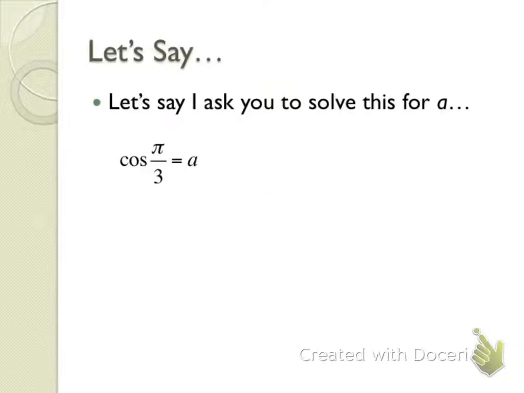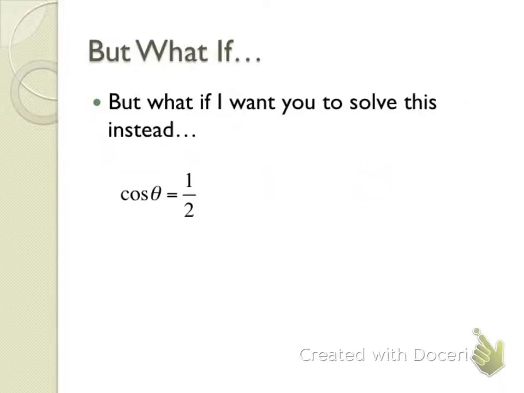So, let's say I ask you to solve this for a. So we have the cosine of pi over 3 equal to a. Now, this isn't that difficult to figure out. You could either work it out in your head, or you could flip back to your unit circle trig chart, and you would find out that a would be equal to 1/2. Okay? All right, so that's pretty easy. That's based on things that we've already been doing and we know.